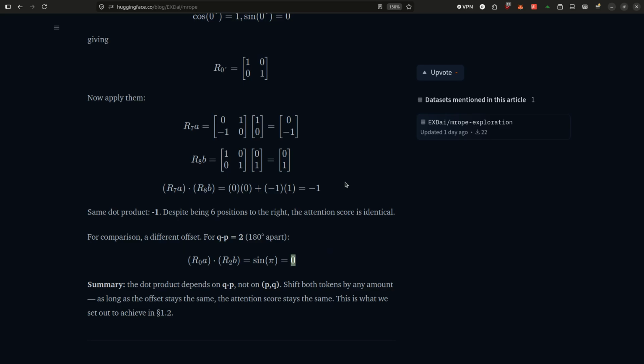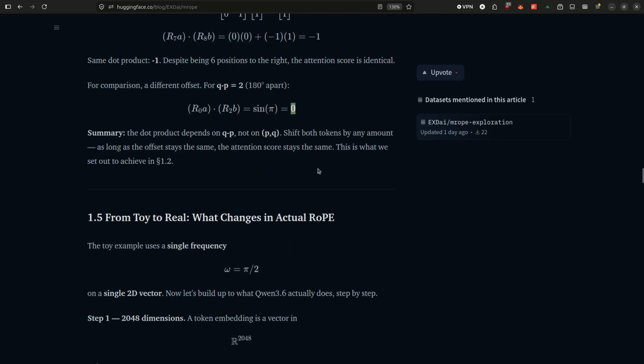This is excellent for our next step in the series when we hit attention heads. We have found a way of encoding position such that it does not change depending on absolute position, but only on the relative position of words. That's the whole motivation for mRoPE. Great.